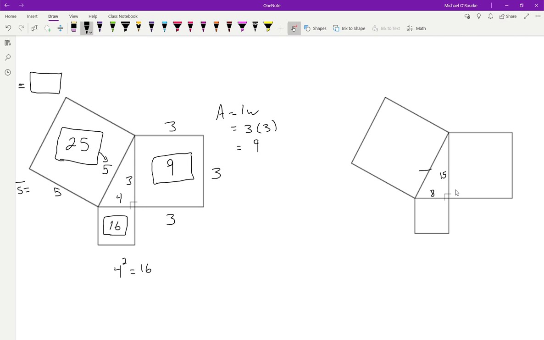You should end up with a whole number. So there should not be a decimal place involved with this, okay? A whole number is what I'm looking for.